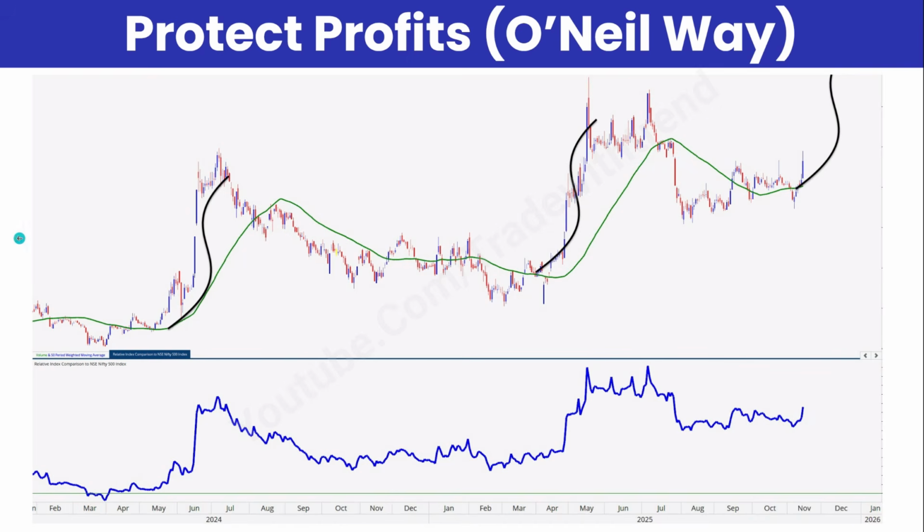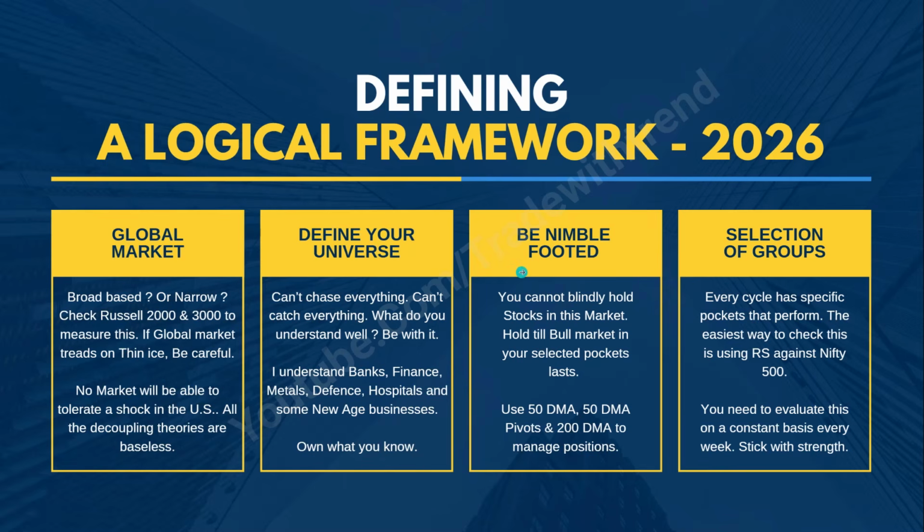I hope you understand. So you will have to be nimble footed with your positions for the next 12 to 18 months. This does not mean buy today, sell tomorrow. This does not mean swing trading. It means hold the position till the structures last.